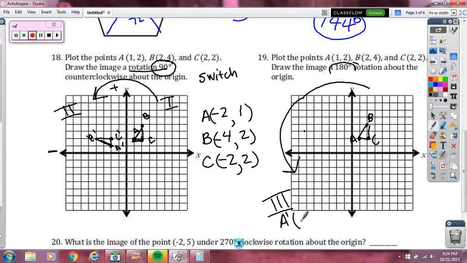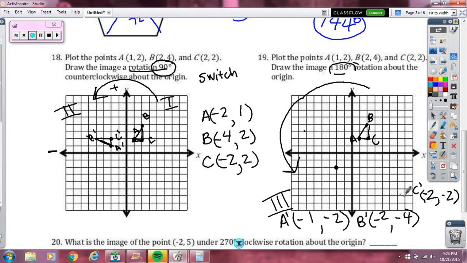So A prime is going to have 2 negative numbers. B prime is going to have 2 negative numbers. And C prime will also be negative. With 180-degree rotations, though, I don't have to switch the coordinates. I just make them negative. So I'm going to leave it as 1 and 2, just opposite signs. I'm going to leave B as 2 and 4, just opposite signs, and then C, favorite one, 2, 2.